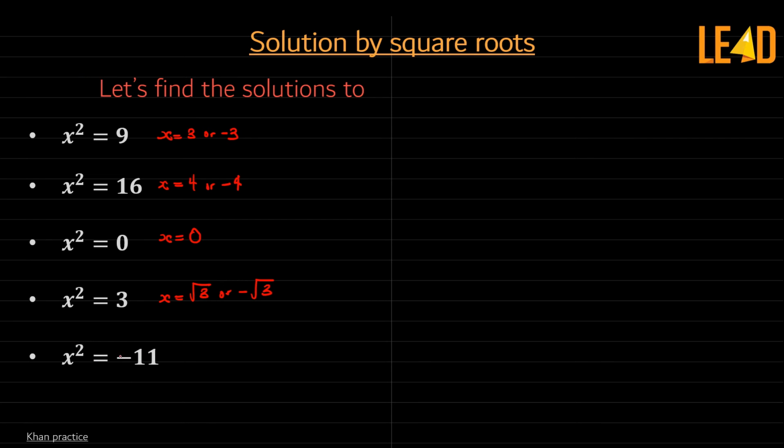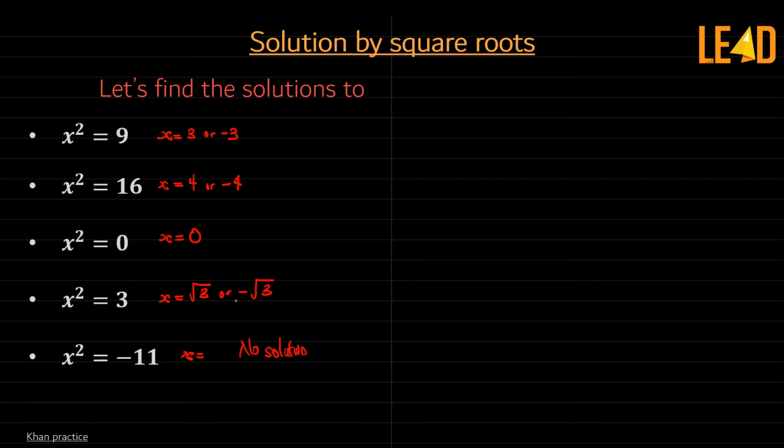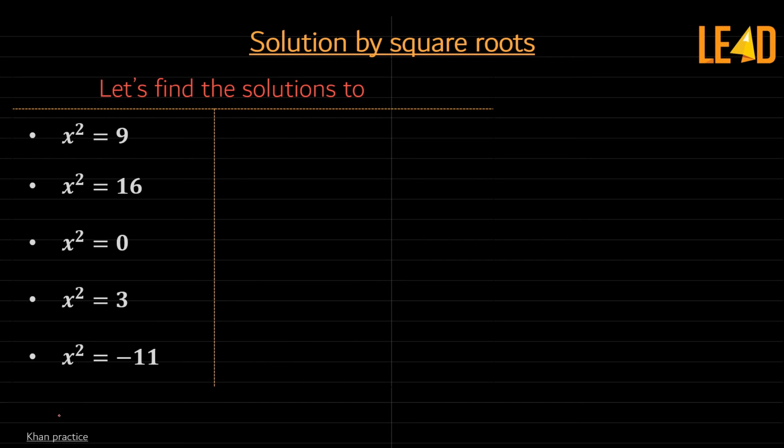Then we have x squared is equal to negative 11, which we said has no solution. Let me write that properly. That's the square root of negative 11. The square root of negative 11 will have no solution. Okay, so that's basically it for this. Let's look at some more complex ones.